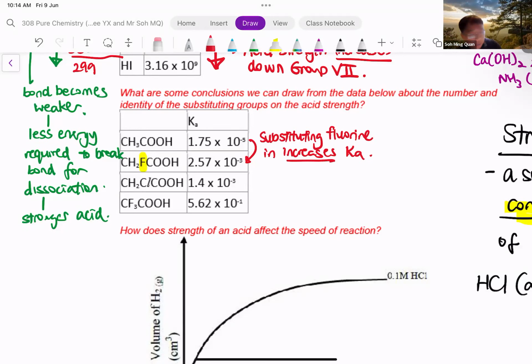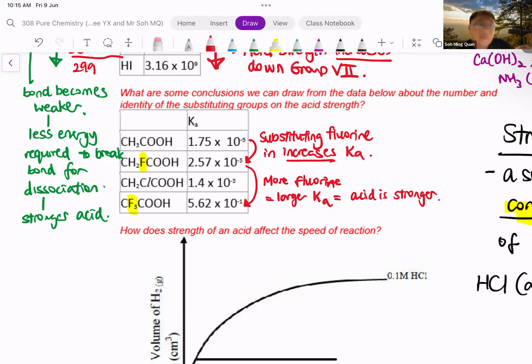And what's even more alarming, more fluorine, larger Ka. So if we look at the last one, CF3COOH, this means that you have substituted 3 fluorines in. So you can see that having more fluorines makes the acid stronger. Okay?